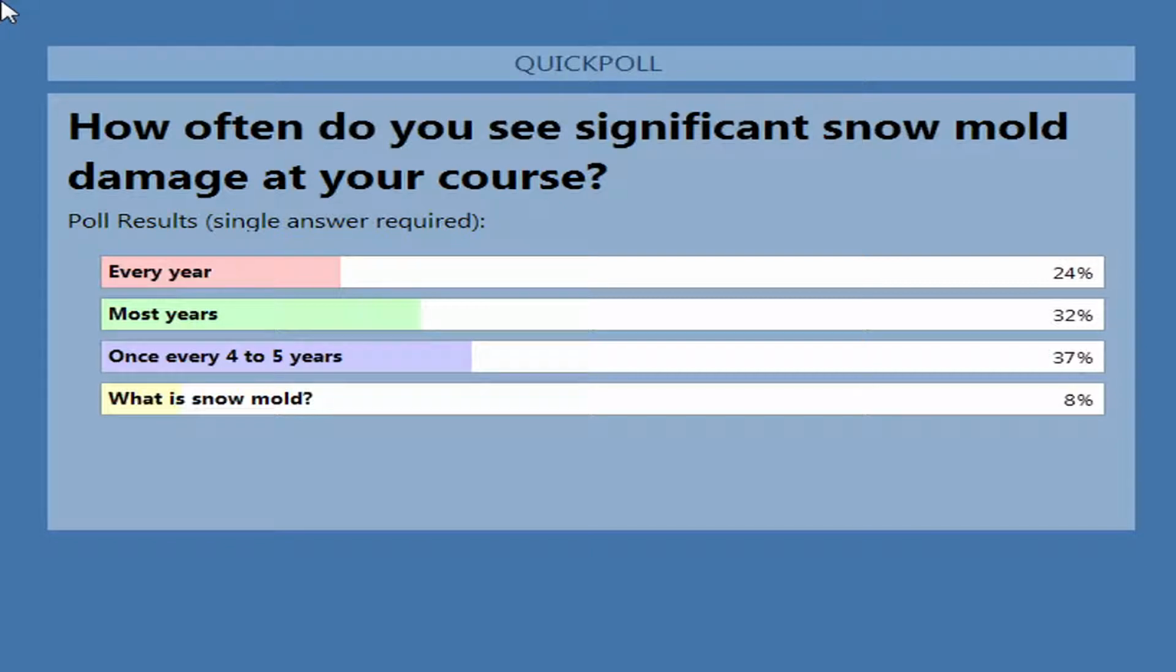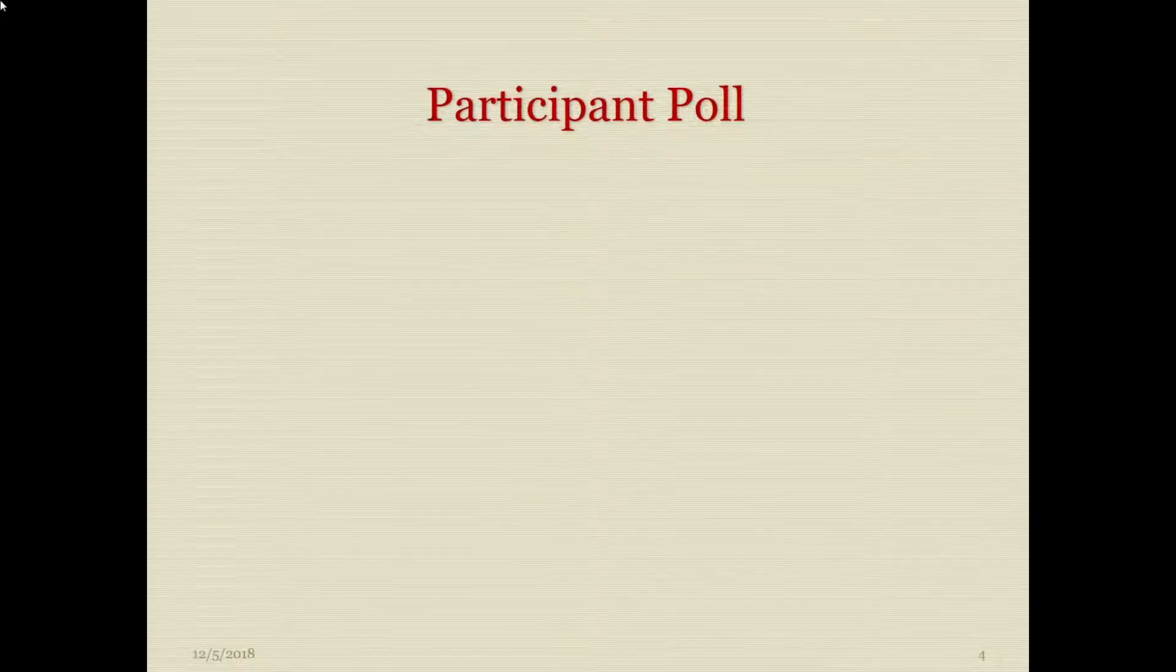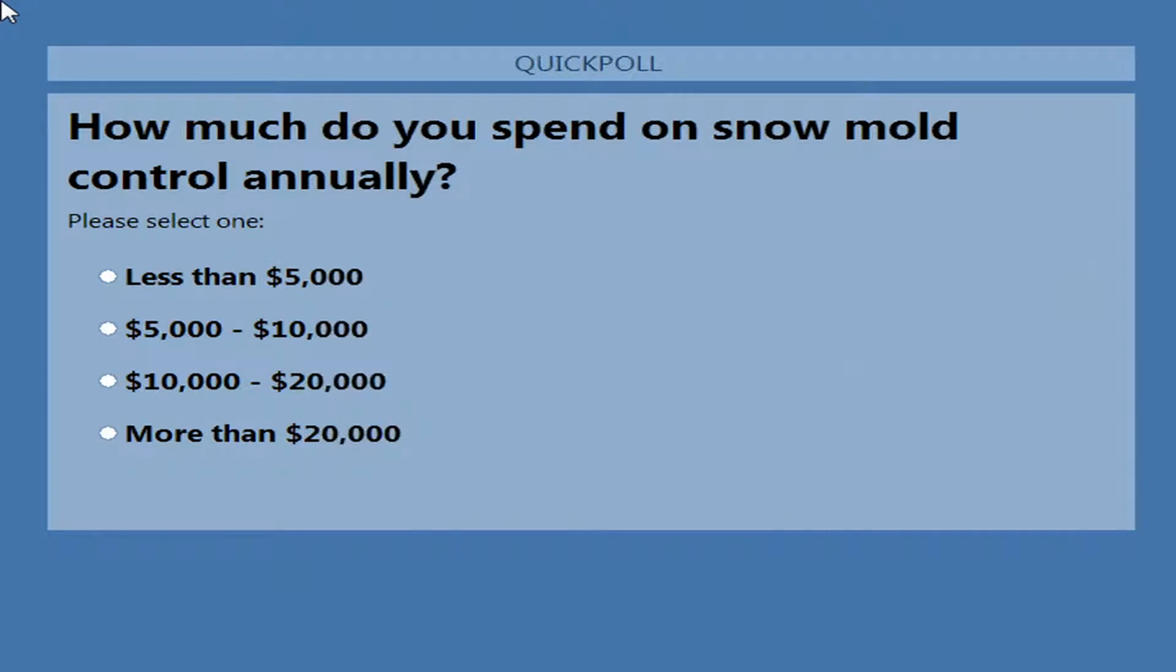So, this poll result is about what I expected. A lot of people see it every year, but there's a lot of people that see it maybe once every 4 to 5 years. And that's what I would say we have here in Madison. It's about every 4 to 5 years. And so that sort of leads into the next question, which is how much do you then spend annually on controlling snow mold.